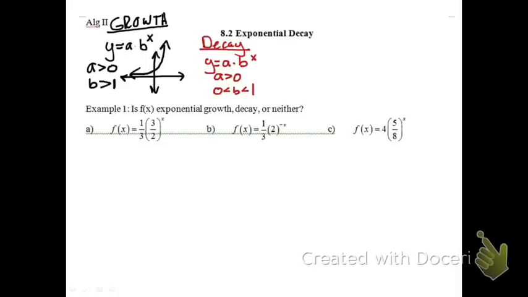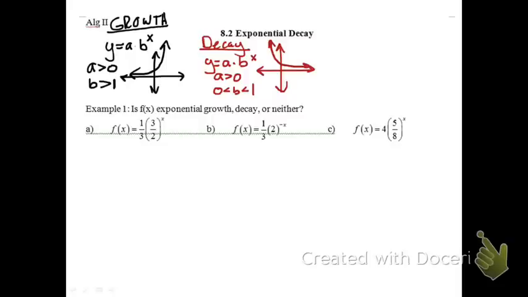So what happens here, if you were to graph a decay model, is you might start off very, very high, and then this thing will come down low and approach that x-axis, or your asymptote, as you go to the right. So it's almost the reverse of what exponential growth is.